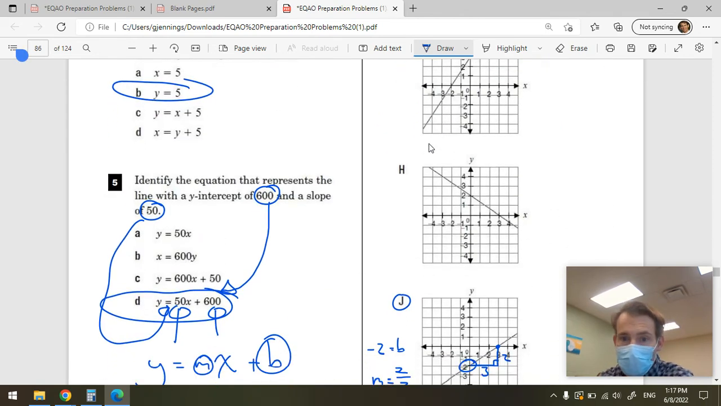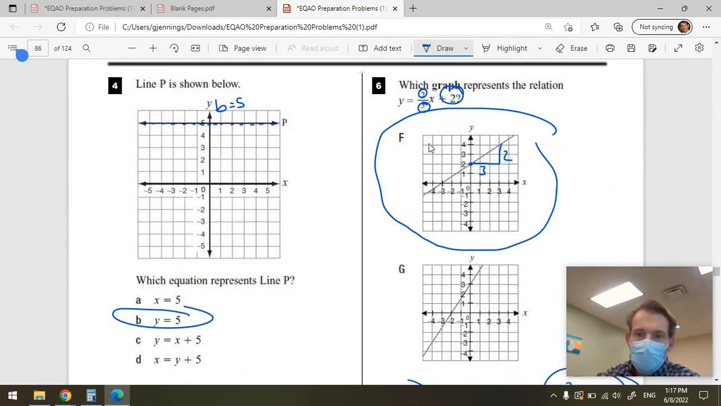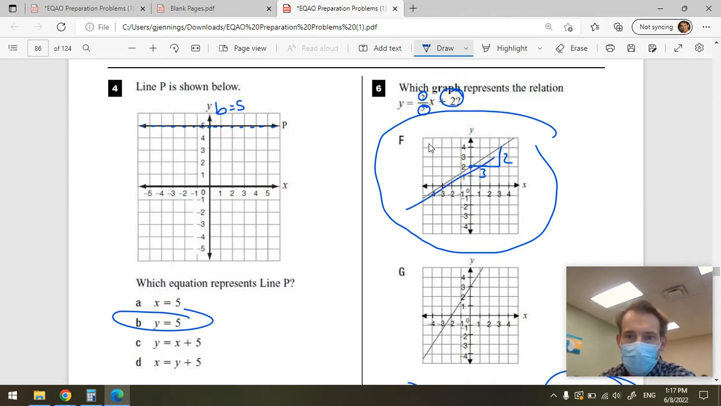This one looks good, but it runs 3, rises -2. That's losing 2 in the y, gaining 3 in the x. So if I put -2 over 3, notice that's a negative slope. That's a negative slope, and so it goes down. Okay. This is a positive slope, so it goes up.